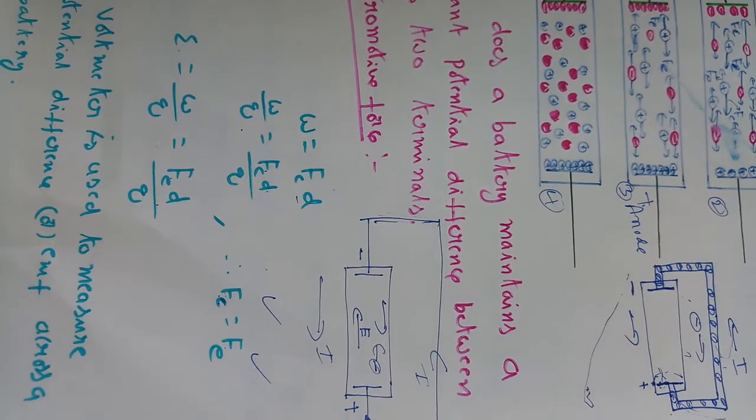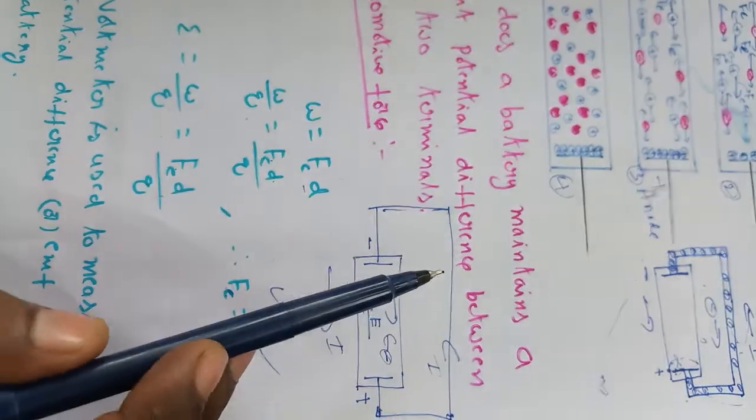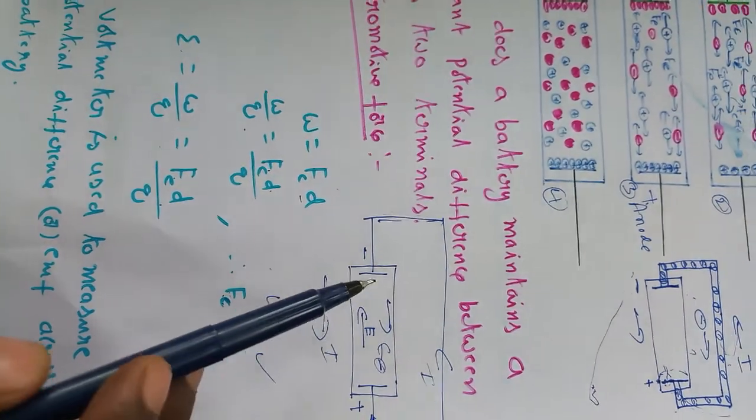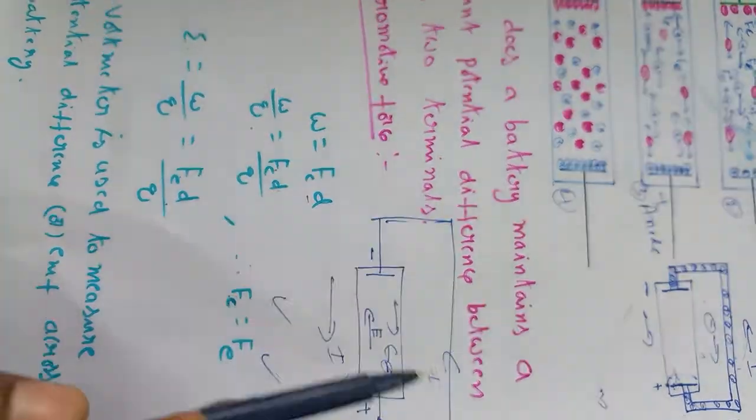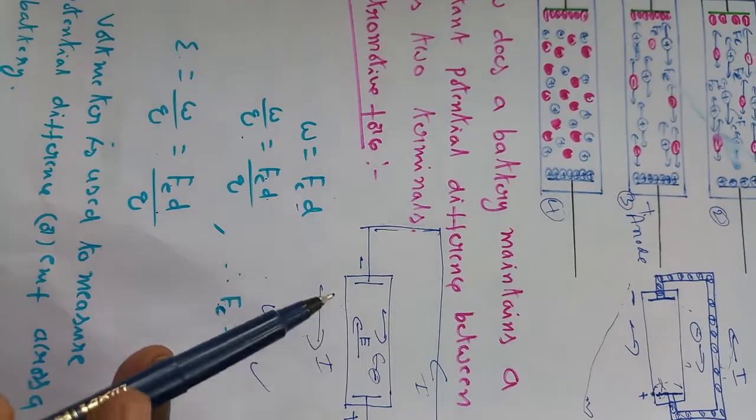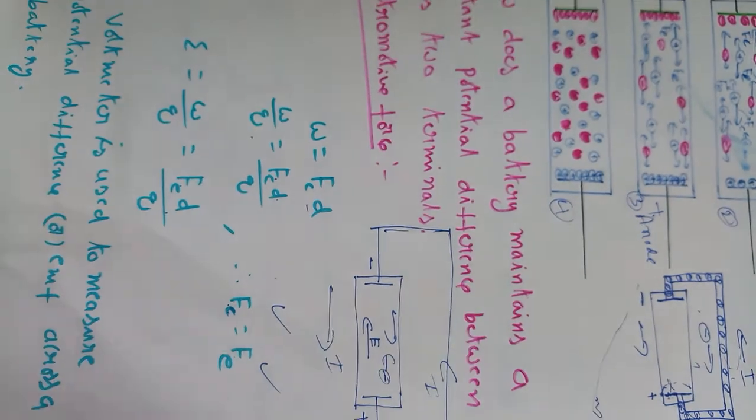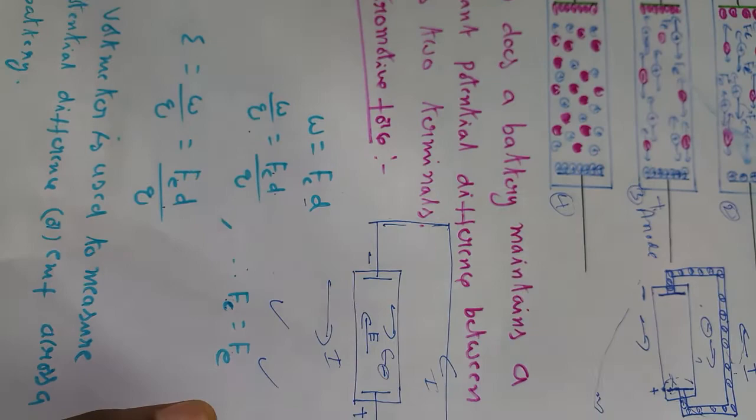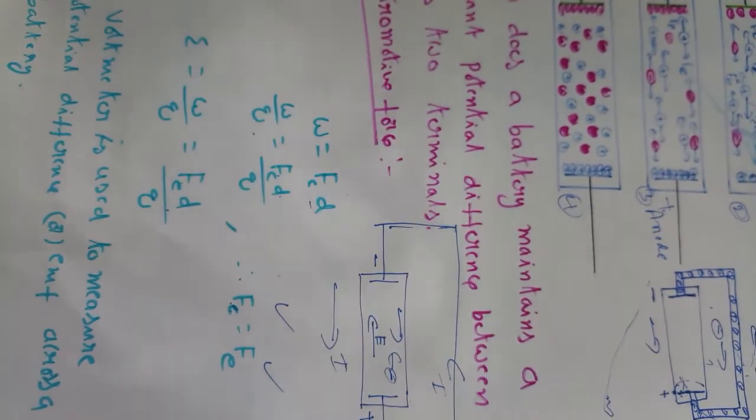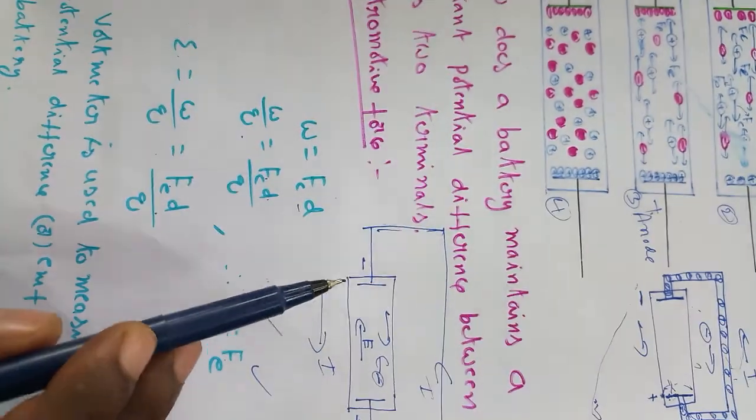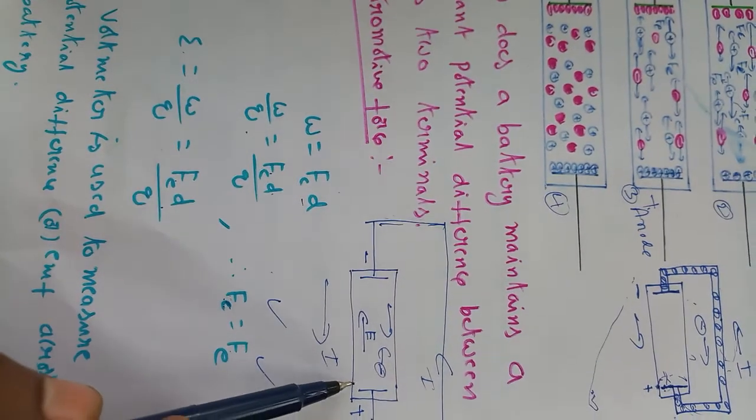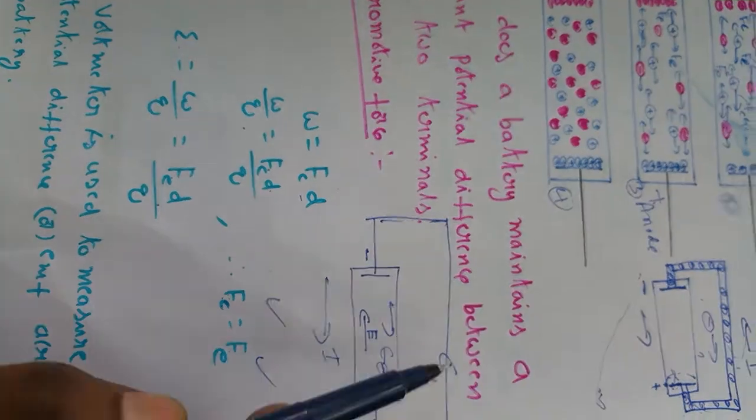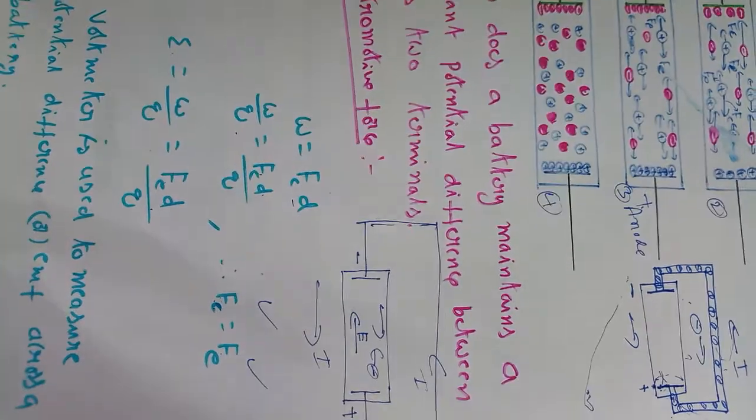But we can measure potential difference in the circuit between any two points, whereas EMF belongs to the source only. There are some differences, and about the differences between EMF and potential difference you are going to learn in your higher classes. EMF belongs only to the battery, whereas potential difference we can measure in the circuit between any two points.